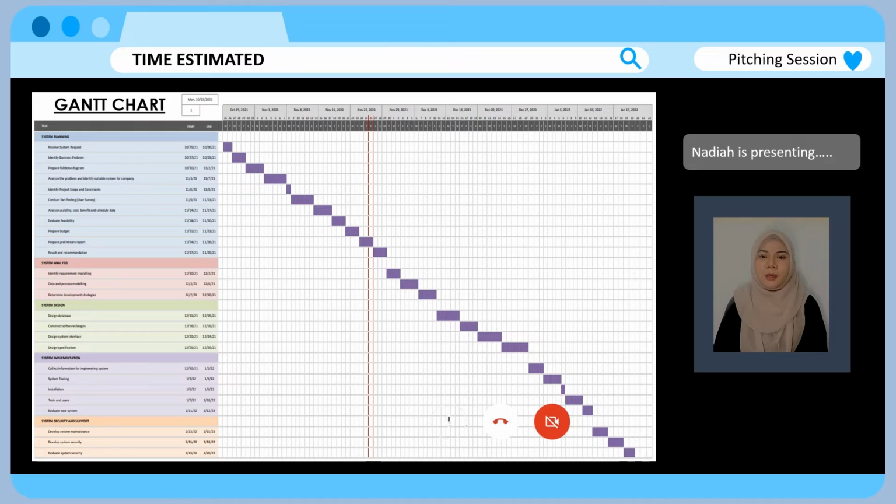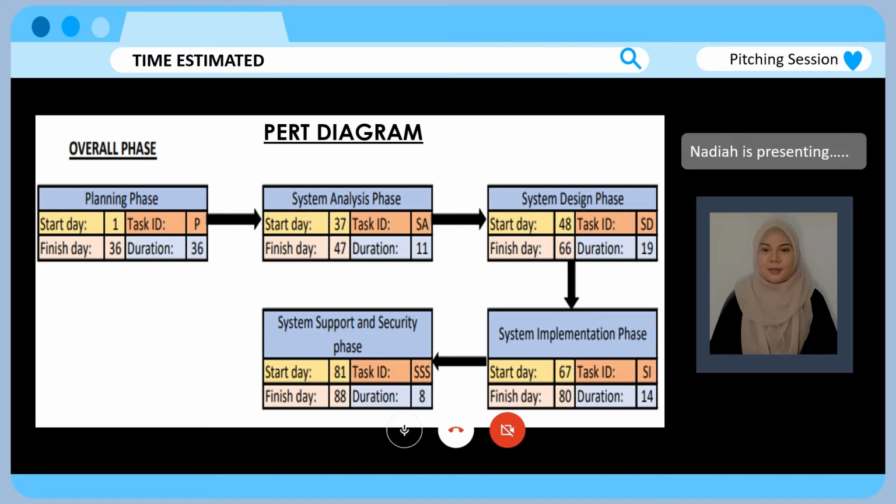So from here we will know when the whole system will be completed. Okay, next is the PERT chart. The PERT chart will show the flow of the activities that we plan, and this is the PERT chart of the overall phase, which is the first phase is the planning phase that will start from day 1 until day 36, and the duration for the planning phase is 36 days.